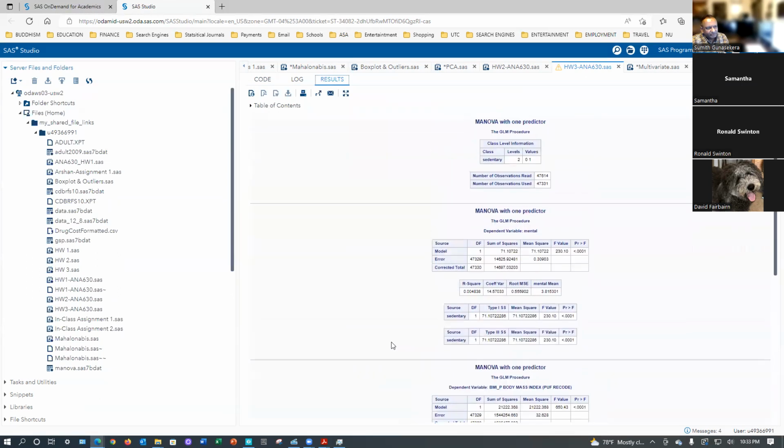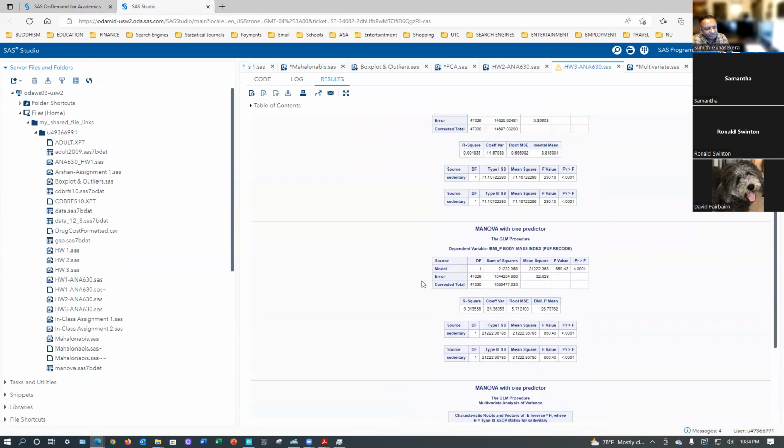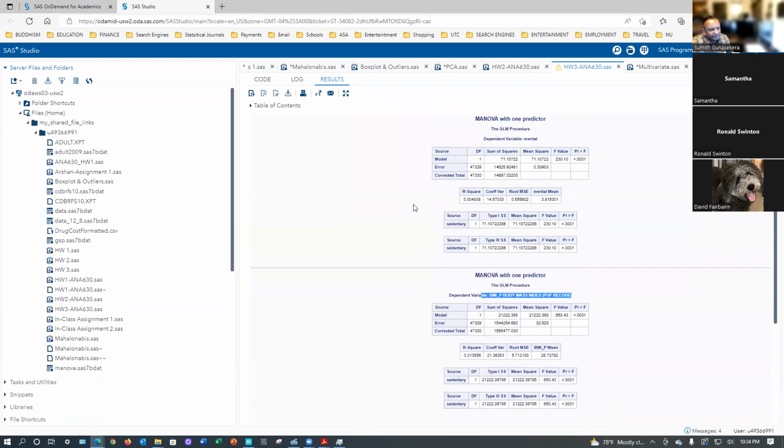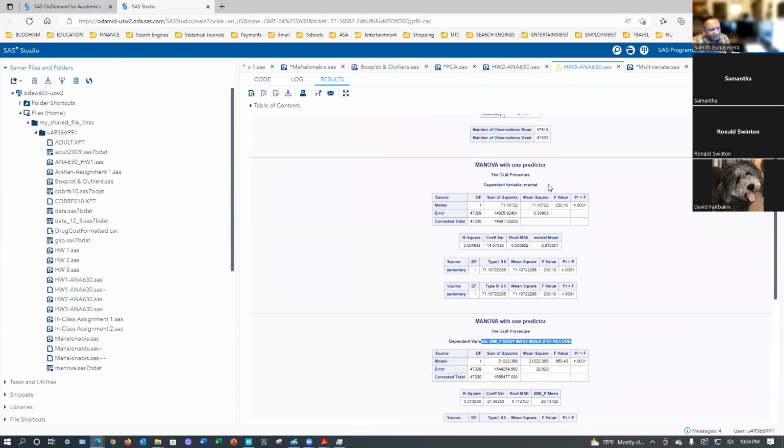So these ones for, see that variable y1, the same way that we had earlier, y1. And this one for body mass index, the dependent variable. This one for the dependent variable mental. We built up that one.